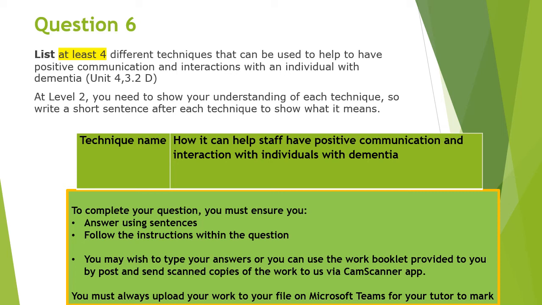So question number 6 is asking you to list at least 4 different techniques that can be used to help to have a positive communication and interactions with an individual with dementia. At level 2, you need to show your understanding of each technique, so write a short sentence after each technique to show what it means. And you will see in the left-hand box in your workbook, you'll write the technique, and in the right-hand box, how it can help staff have positive communication and interactions with individuals with dementia. And it's asking for at least 4 different techniques.